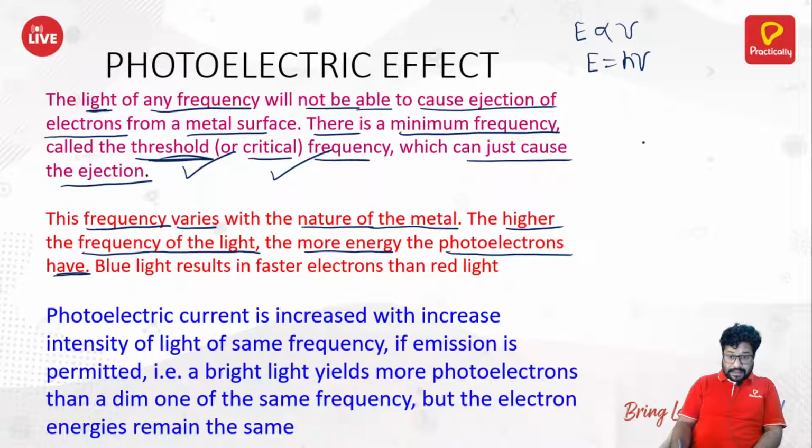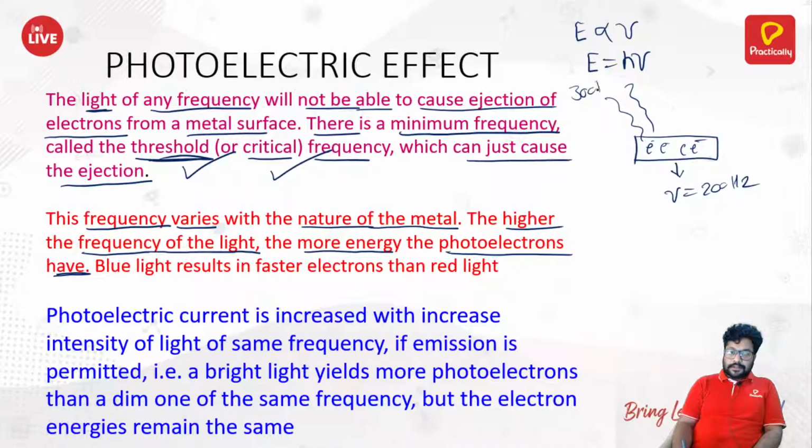Suppose this is your metal, these are the electrons, and the frequency that it requires is 200 hertz. Firstly you are irradiating this with radiation having 300 hertz. So electrons will now get ejected from here. Out of 300, 200 hertz will be absorbed and the other 100 hertz will be imparted to the electrons. So if this is 300, your electrons will have 100 hertz energy.